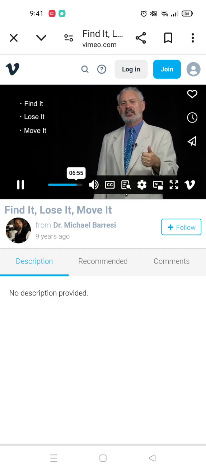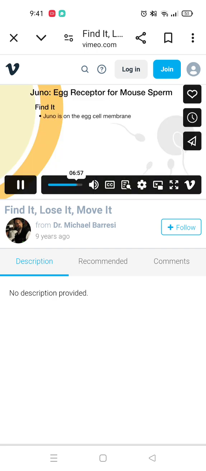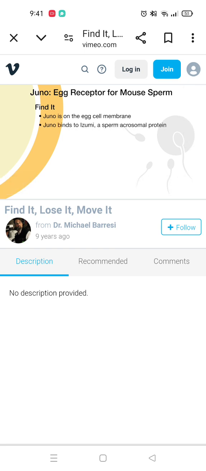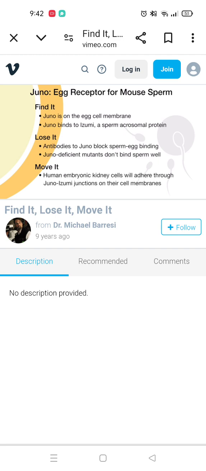Find it. The correlative evidence. Juno is on the egg cell membrane. It binds to Izumo, a sperm acrosomal protein that is known to bind to eggs. It's there at the right time and place. Lose it. The negative inference evidence, the loss of function, where antibodies to Juno block sperm-egg binding. Juno-deficient mutants don't bind sperm well. And then move it. The positive inference, the gain of function, where human embryonic kidney cells will adhere through the Juno-Izumo junctions on their cell membranes.